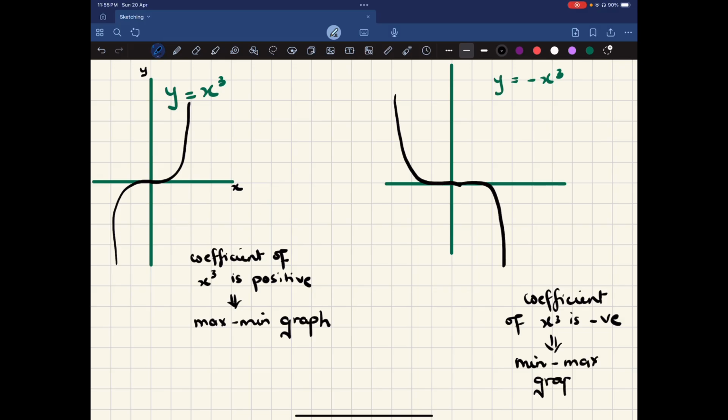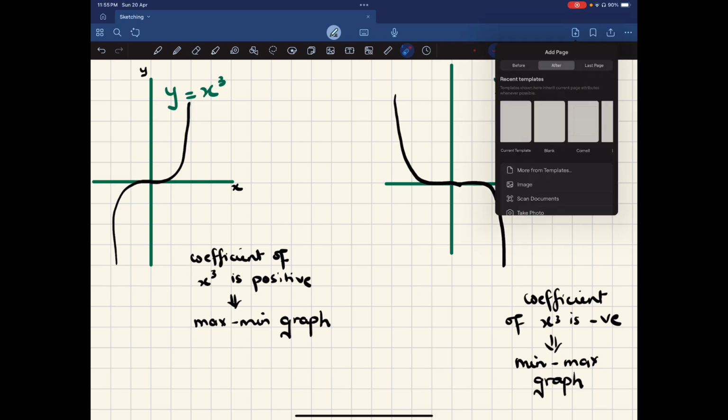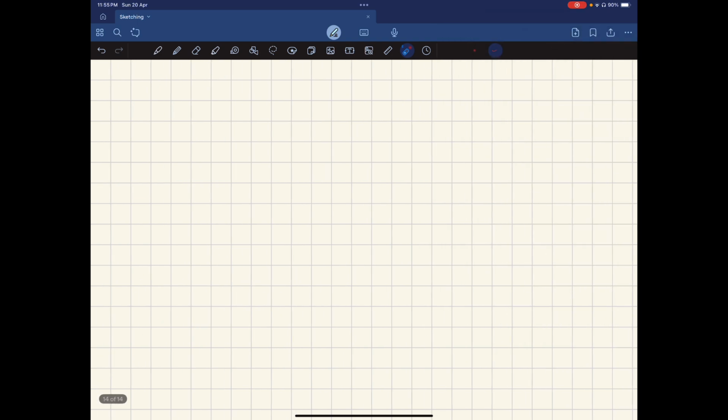Okay, so memorize this so that you have no confusion when you're going to plot cubic functions. Whenever the coefficient of x cubed is positive, we're going to have a maximum minimum graph. With negative coefficients, we're going to have a minimum maximum graph. Okay, now let's delve into slight complications.